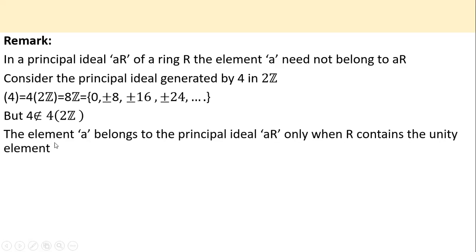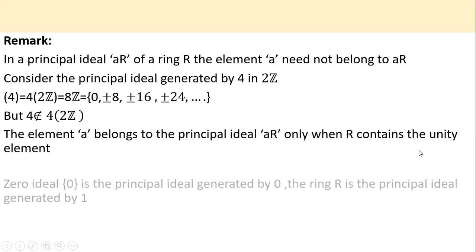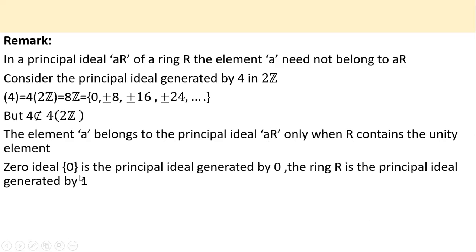The element a belongs to the principal ideal aR only when R contains the unity element. And also, the zero ideal is the principal ideal generated by 0, and the ring R is the principal ideal generated by 1. That is, 0 is generated by 0, then the whole set is generated by 1, that is the unity element. Next, we can see the problems on principal ideal.